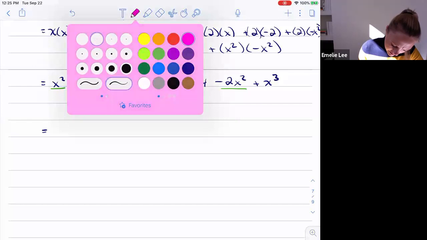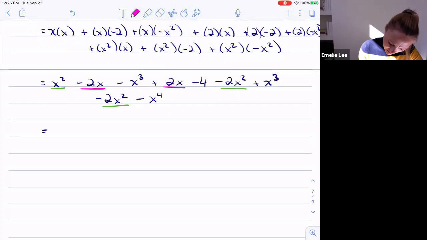Okay. I've got an x here, here, and that's it. I've got x to the 3, an x to the 3, and then the negative 4 is the only constant, right? So the only number in here, and then the minus x to the 4 is my only x to the 4, so that's going to be my highest power, it looks like, as well.